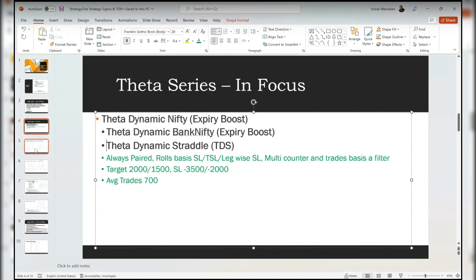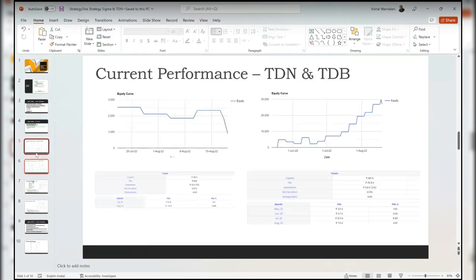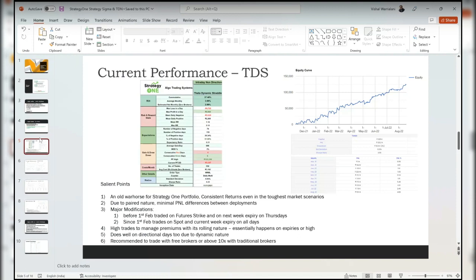Then we'll go on to explain what these strategies are, but I'll start with TDS first. TDS is the change that is happening, so it's important to talk about the change. Again, this is a graph updated for TDS. It has been a very old warhorse for us, despite all the volatility that we have seen. It has given a 62 to 38% ratio on positivity. It has an expectancy of 0.31. The maximum drawdown that it has gone to is 3%. On an average, the return is 4%.